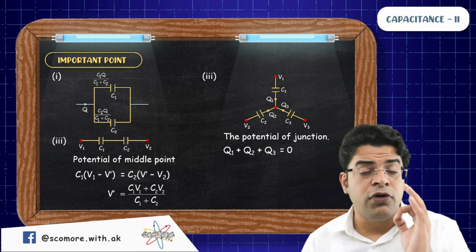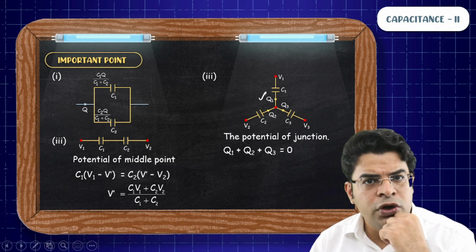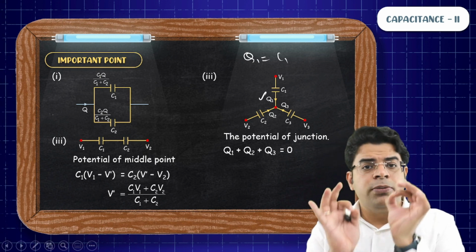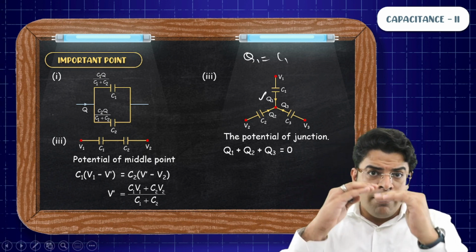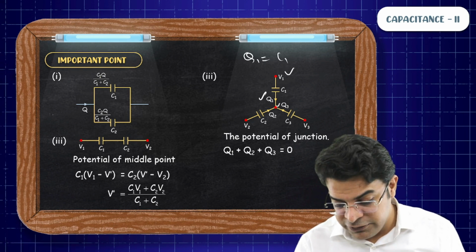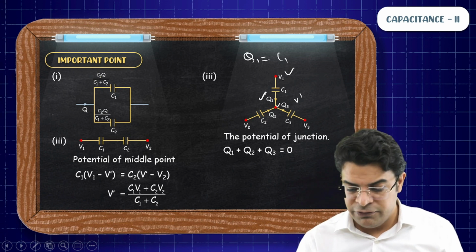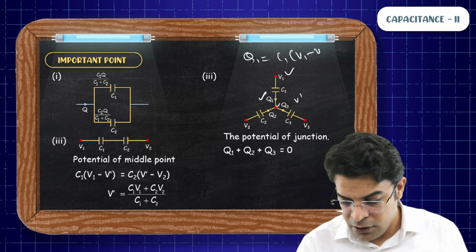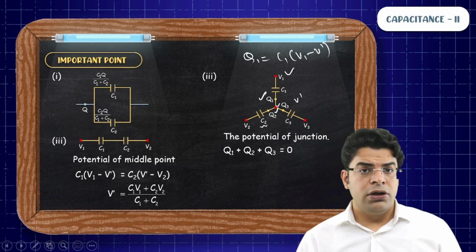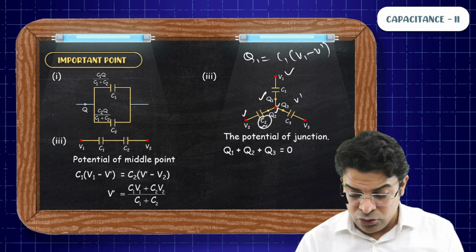Now simple question, what has to be Q1? Q1 is the charge flowing through the first capacitor. What will be the charge flowing through the first capacitor? Its capacitance times the potential drop across it. Above the first capacitor, potential is V1. Below the first capacitor, potential is V dash. So the potential drop across the first capacitor is V1 minus V dash. Similarly, the charge flowing through the second capacitor is Q2. The capacitance is C2 and the potential drop across it is V2 minus V dash.